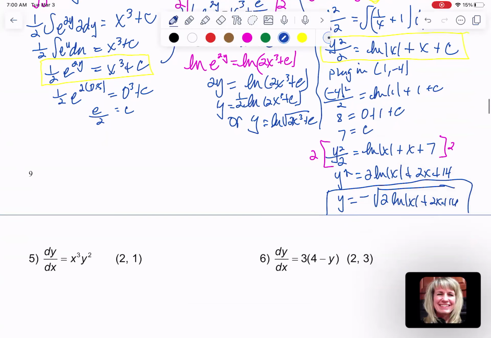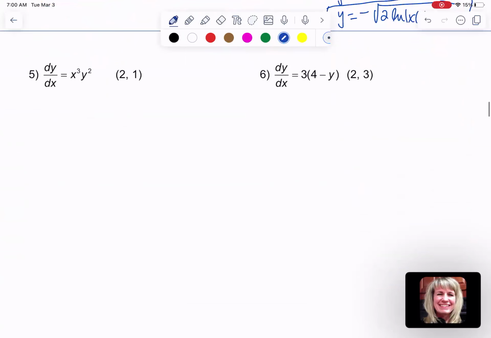All right, on number 5, getting x's and y's together. So this will be dy over y squared equals x cubed dx. I'm going to integrate both sides. So remember, this y on the bottom, it's not to the first power. It's right to the second power on the bottom. So this one, we're just doing the power rule. It won't be the natural log.